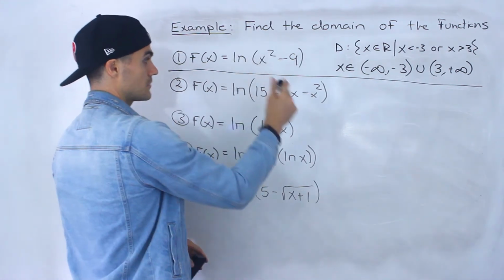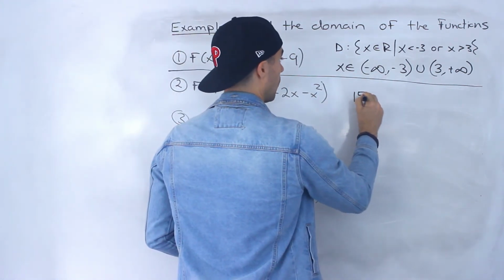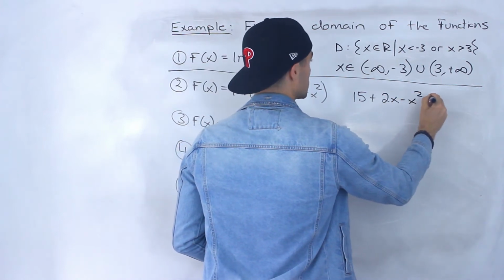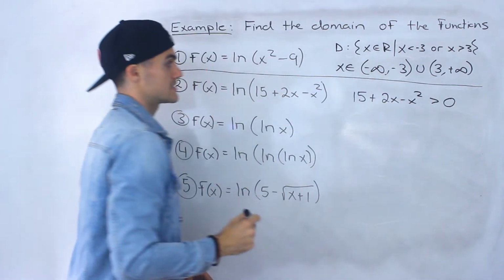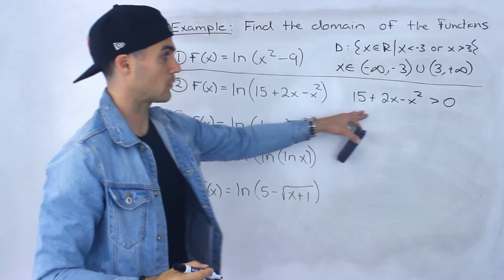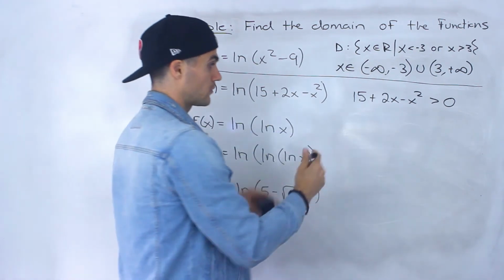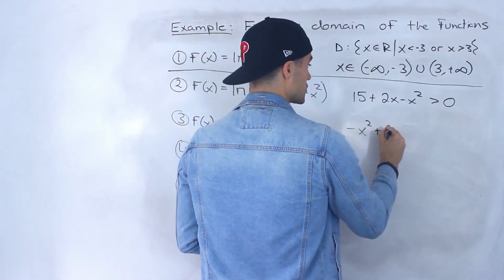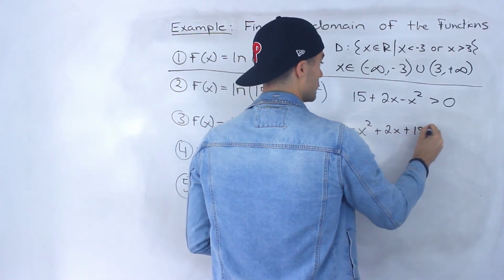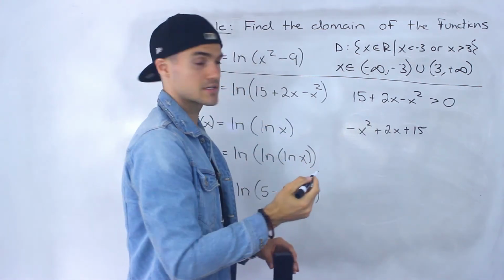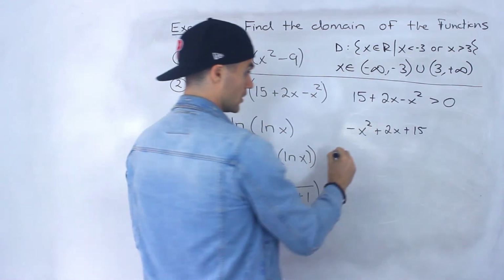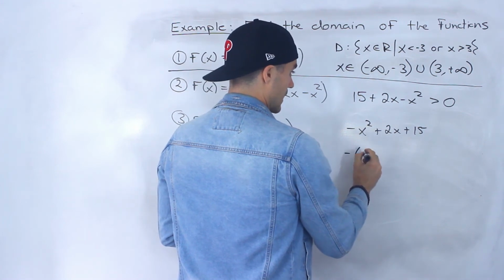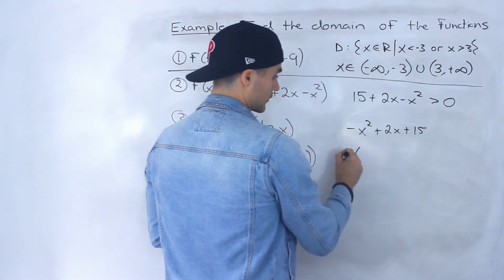So just like we did up here, we've got to figure out when this expression is going to be greater than 0. And again, notice how we're working with a quadratic here. So if I rearrange it, I've got negative x squared plus 2x plus 15. So I'm actually just going to graph this quadratic. A couple of ways you could do it. I'm going to find the intercepts, so I'm going to factor out a negative first.